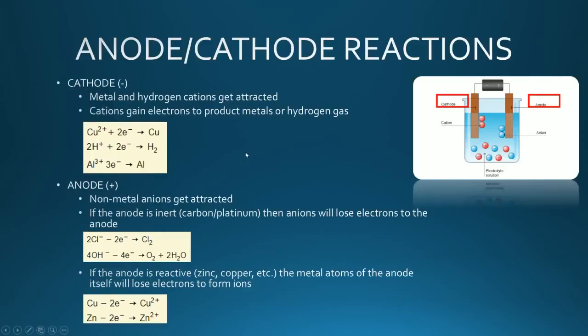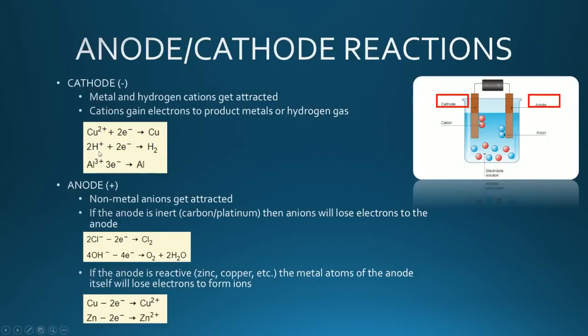So reactions actually happen at these electrodes, and we need to know what exactly is happening. At the cathode, it'll usually be metal or hydrogen cations that get attracted, and the cations will basically gain electrons at the cathode to produce metals or hydrogen gas respectively. For example, if you had copper cations in the solution, the copper ions will jump over to the cathode, gain 2 electrons, and become copper metal.